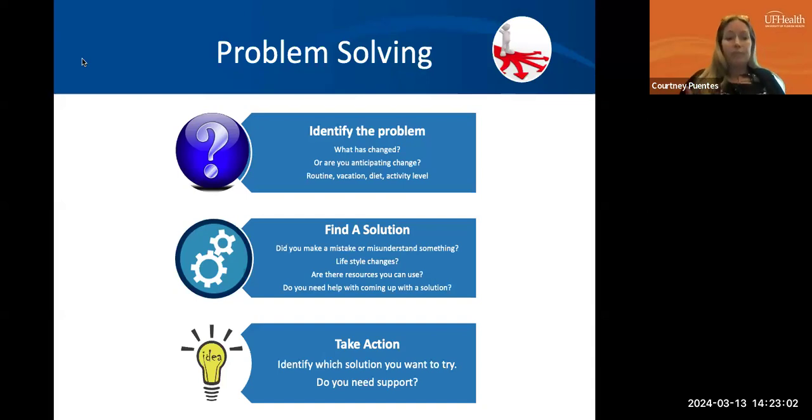And then taking action. Once you identify something and have a potential solution, and this is one of the things I see a lot of people do, they want to try all their solutions. Don't do that, because then you won't know what works. Try to stick with one solution. If that doesn't work, then you've got another tool that you can try.